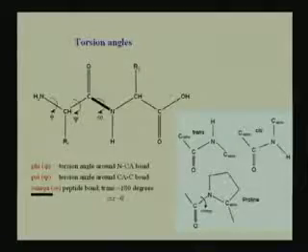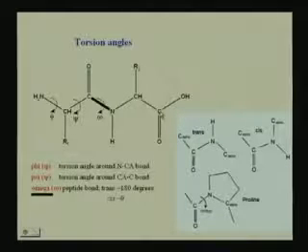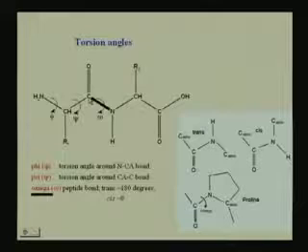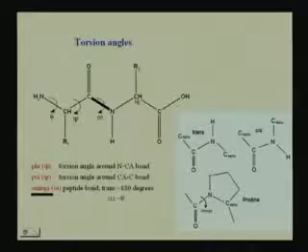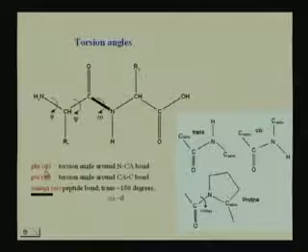Now what are these? What are my points here? A, B, C, D. I have a plane that is going to define A, B, C. What is this plane? It defines C, N, C alpha. What is the next plane? N, C alpha, C. The angle between those 2 planes is the phi angle.